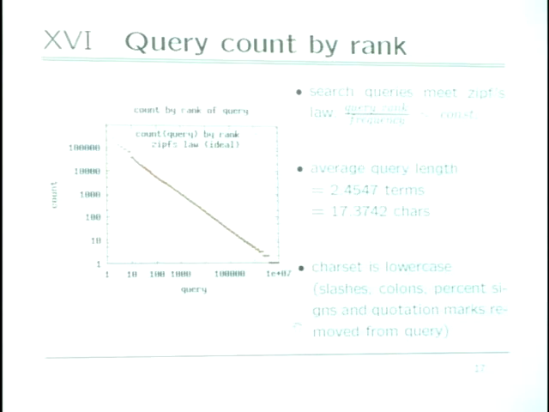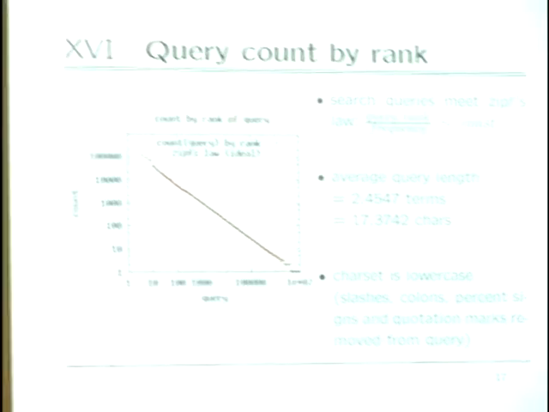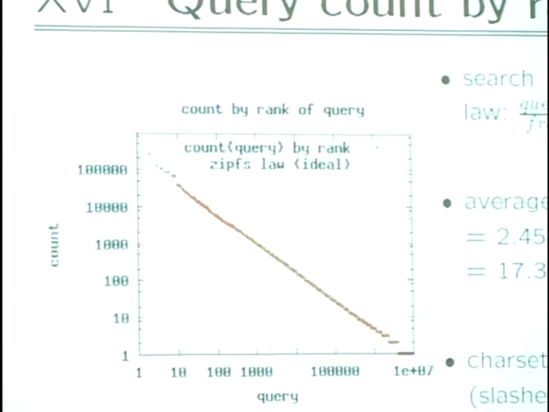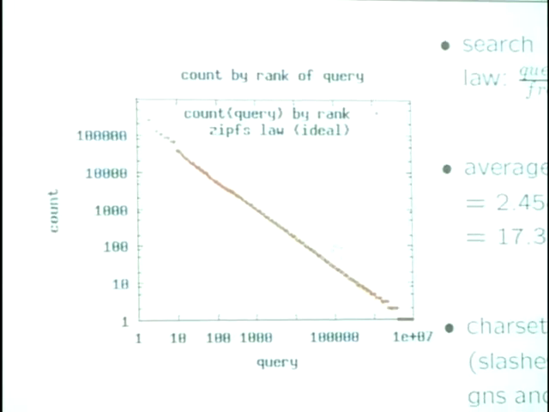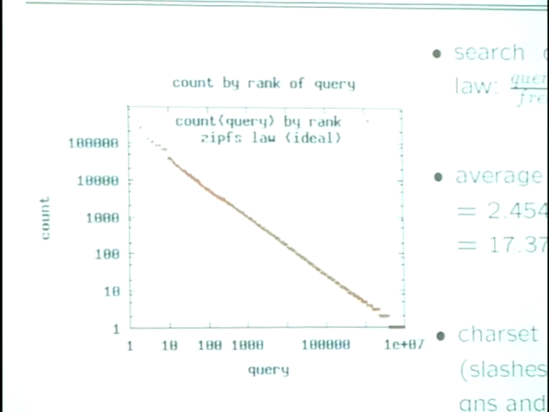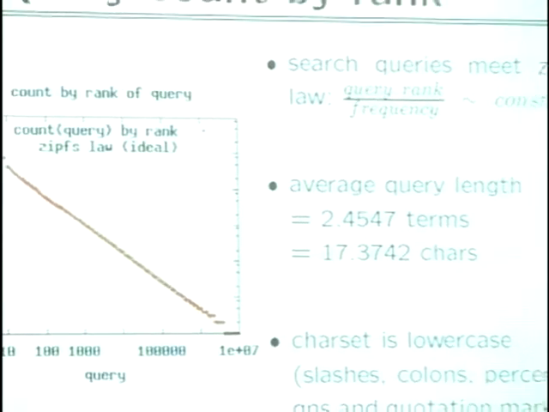This is a plot where I plotted the frequency of the query by the actual query rank. Both scales are log scaled, and if that results in a straight line, we call that Zipf's law. So search queries meet Zipf's law, which is basically a very popular power law in computational linguistics. It basically means that the query rank divided by the frequency of the query is more or less a constant. It has certain implications for maybe search engine caching or the search itself. But we don't want to go into detail with this.